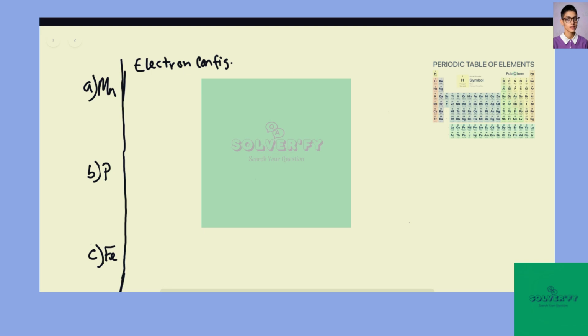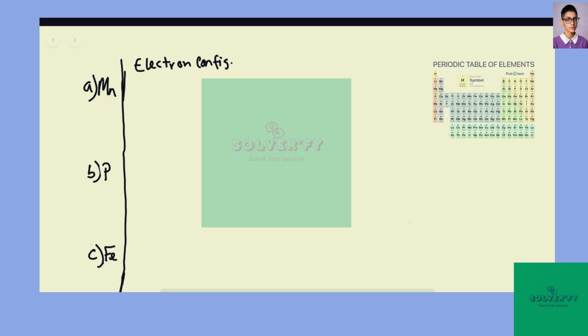So let's get started. For these, I like to start off with the electron configuration because I think it helps make the orbital diagrams easier. So let's start with manganese. Manganese is in the fourth row, but it's in the D block, so it's a 3d element.